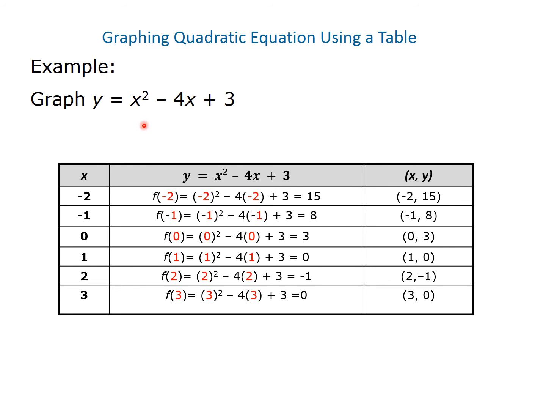Replace x with minus 2 and you will get the answer 15. And the first point is minus 2, 15. Replace x with minus 1, you will get 8. In the same way, replace x with 0, 1, 2, 3, and you will have these points. In the next slide, I will plot these points and let's figure out how the graph looks.